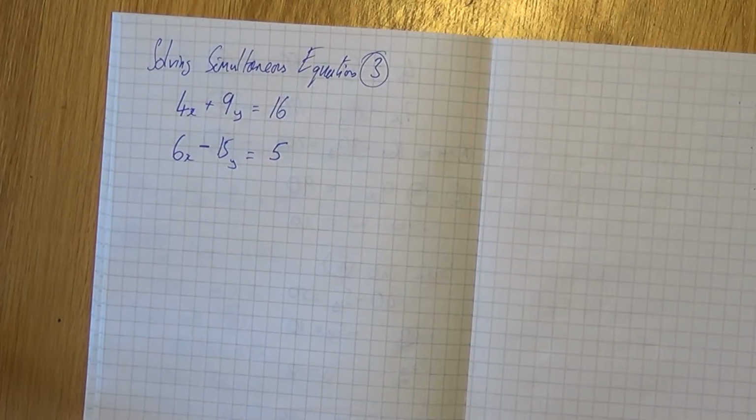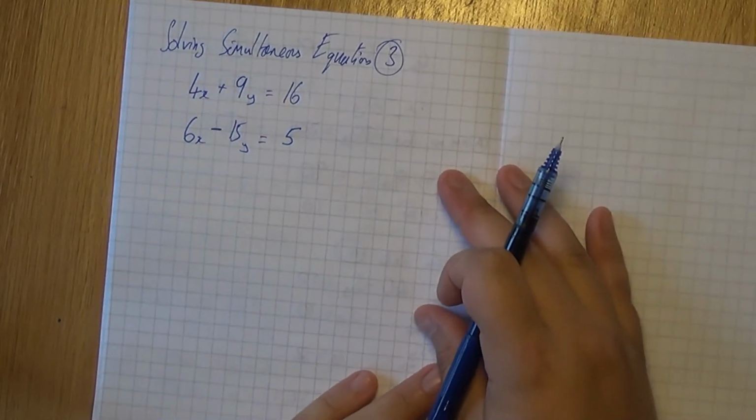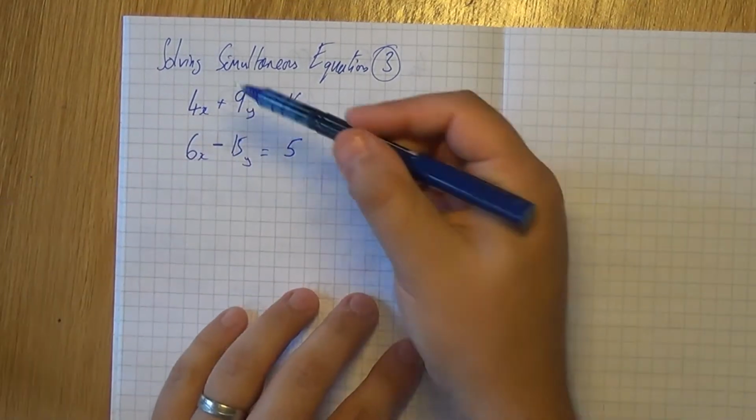Alright, our last little foray into simultaneous equations. We're going to continue to eliminate by matching things up. So this is the last pair I'm going to solve for you.